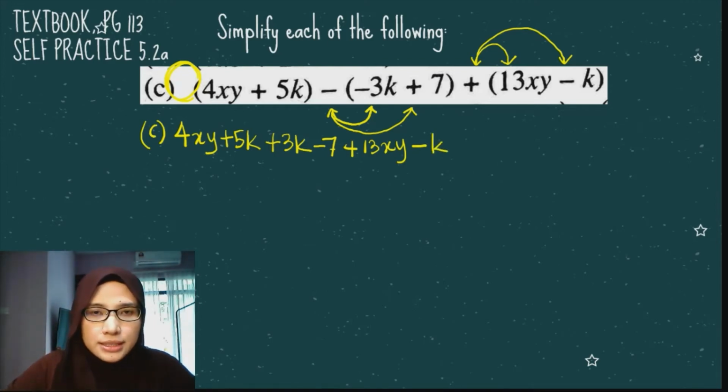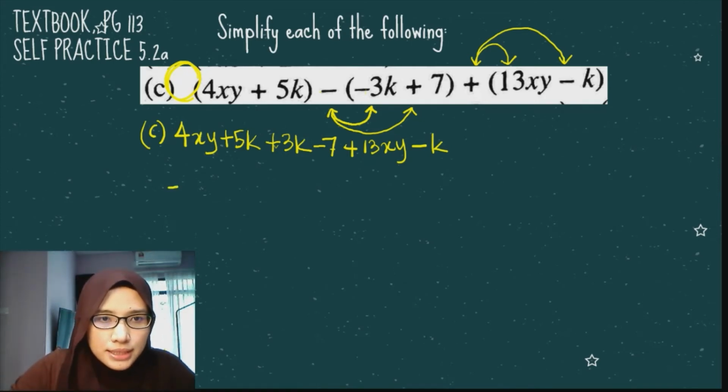Okay, let's check the same. The same sign, negative and negative, or minus, multiplied with negative, you will get positive, positive 3k. Minus multiplied with plus 7, you will get negative 7. Plus multiplied with positive 13xy, you will get positive 13xy. Plus multiplied with minus k, you will get minus k.